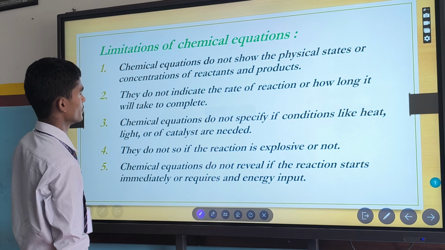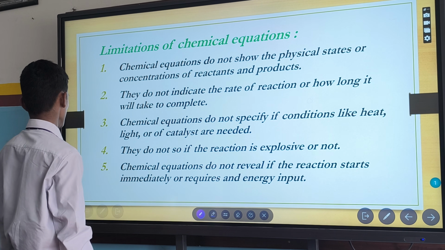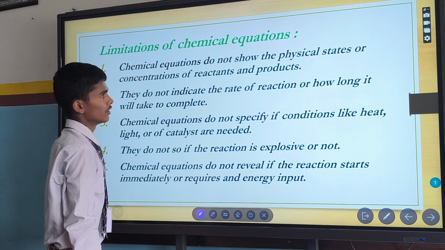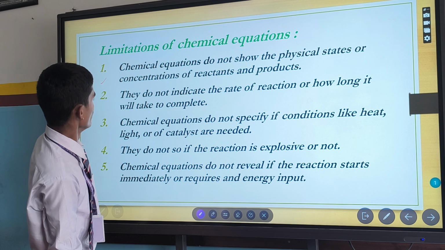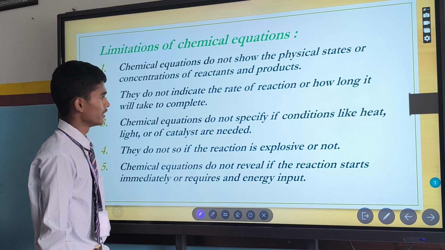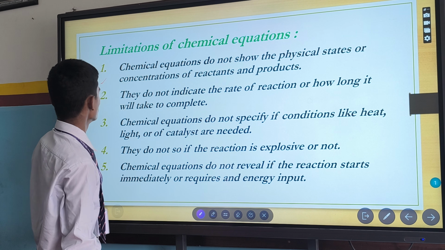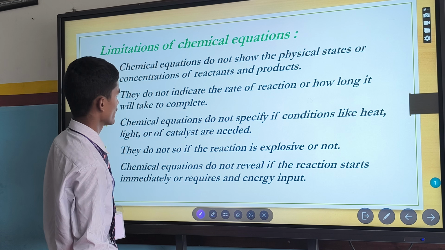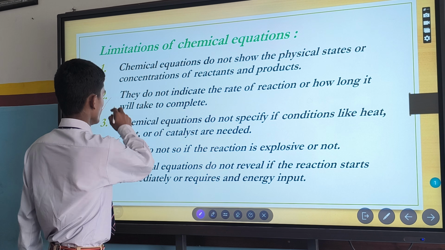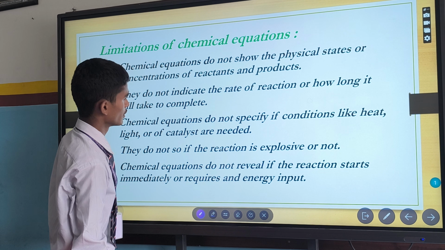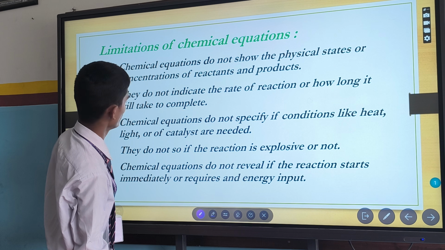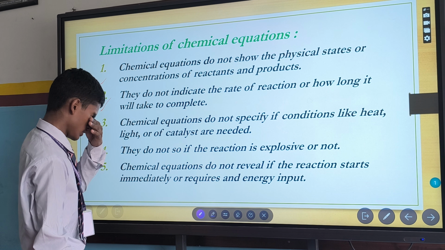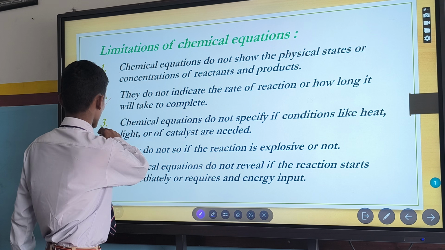The limitations of chemical equation. Some of the limitations of chemical equation are: number 1, chemical equations don't show the physical state or concentrations of reactants and products. Number 2, they don't indicate the rate of reaction or how long it will take to complete. It doesn't show the time how long the reaction will take place.